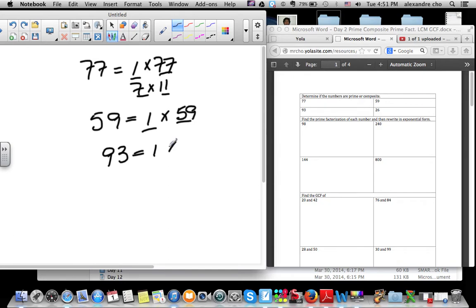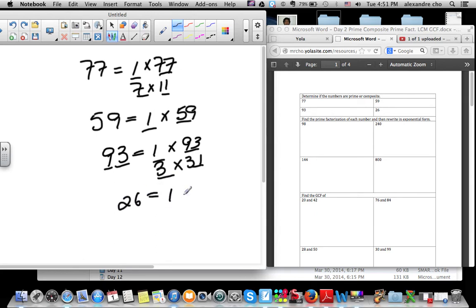93. Well, definitely 1 times 93. And it's divisible by 3. How do I know it's divisible by 3? Well, if you add 9 and 3, it's 12. And is 12 divisible by 3? It is. So therefore, it's going to be divisible by 3. So it's 3 times, I don't know, 31. There. That's all I need to know that it's a composite.